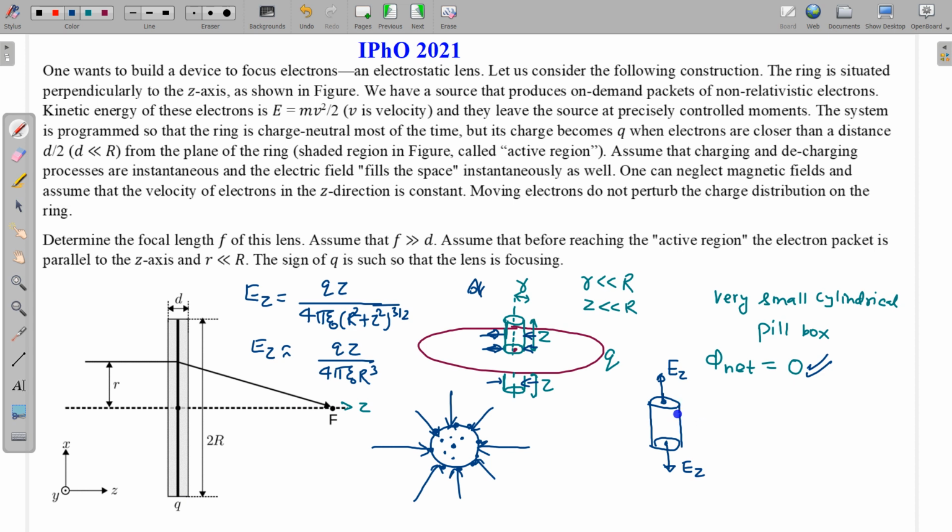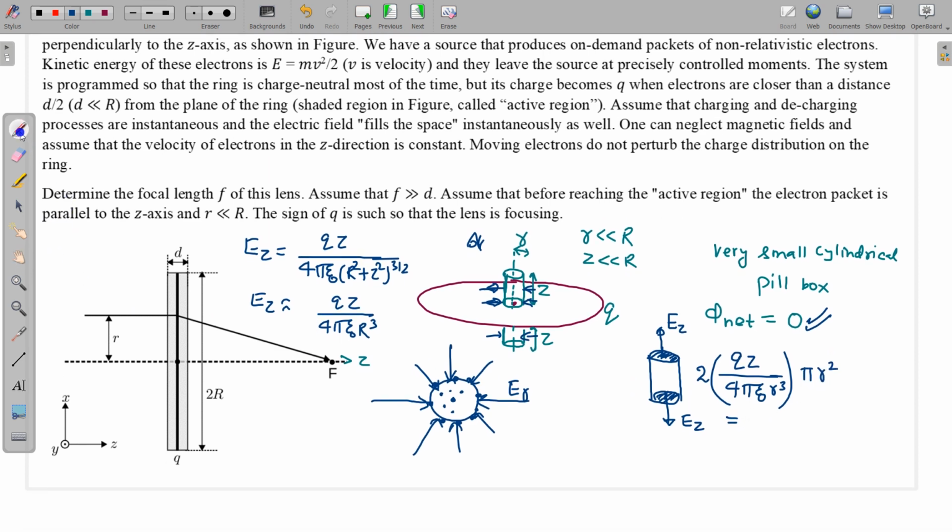So I am just equating, magnitude wise, the flux due to this Ez and the flux due to this radial component Er. So what is the flux due to this Ez? The magnitude of Ez is Qz divided by 4 pi epsilon naught R cube. This is the Ez, and one is at the top and one is at the bottom. So there are two surfaces, top flat surface and bottom flat surface, so there is a factor of 2 for that. And what is the area? Area is pi r square. So this flux is equal in magnitude to the flux of Er.